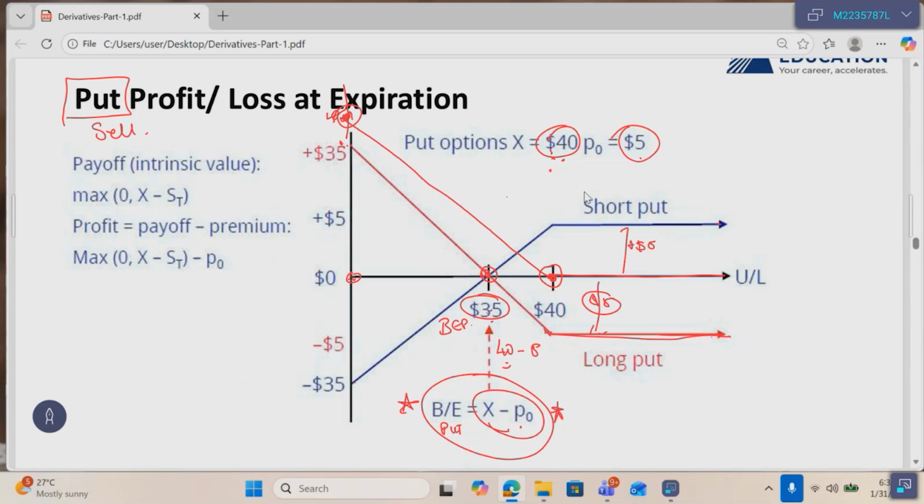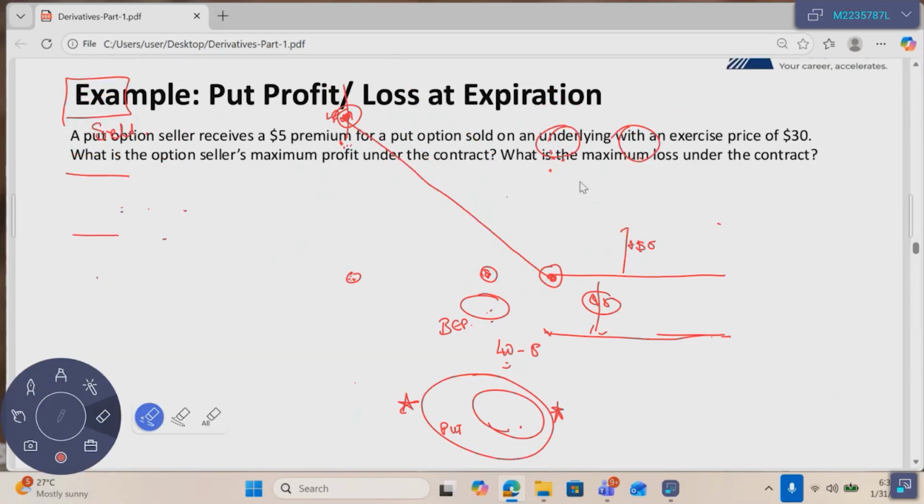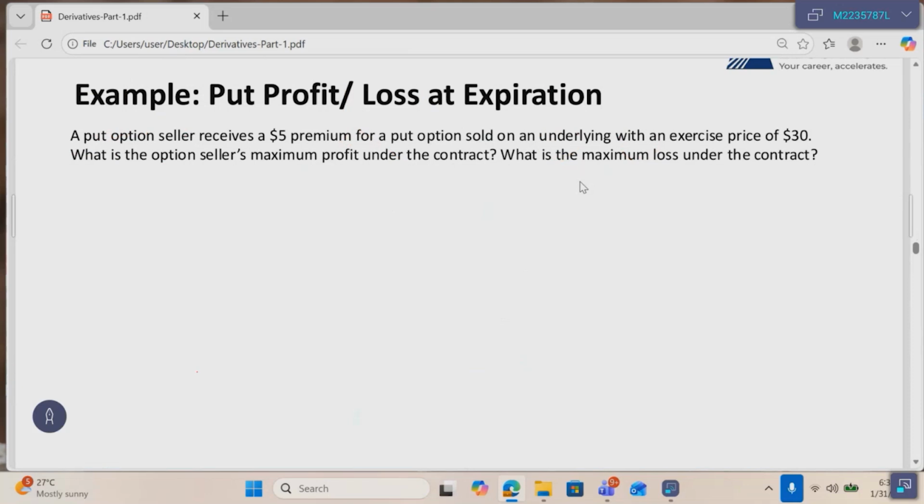Here, same formula. Payoff is what? The difference between the stock exchange price and the strike, only till it's positive. Here, profit is again the same: payoff minus the premium. So call and put have completely different diagrams. Are we clear then? Now, time for you to apply your thoughts and tell me what is the answer here.